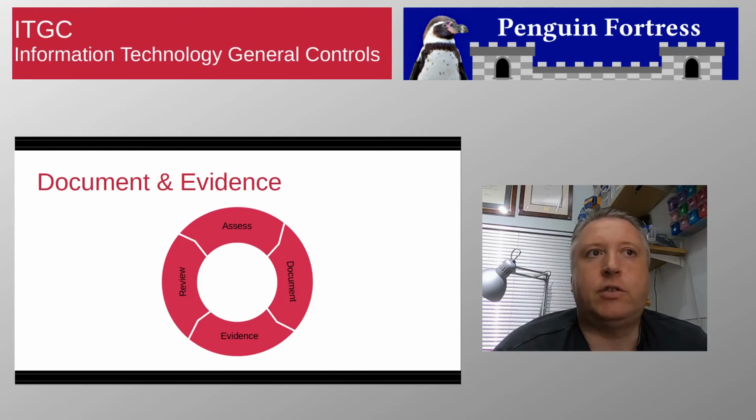Implementing IT general controls involves an initial assessment, writing documents, collecting evidence, and then reviewing. This needs to be repeated as changes are made or as part of a regular review schedule. I've illustrated this as a cycle. This is something that should be repeated. Different systems may need to be reviewed at a different rate depending upon how the systems change over time.